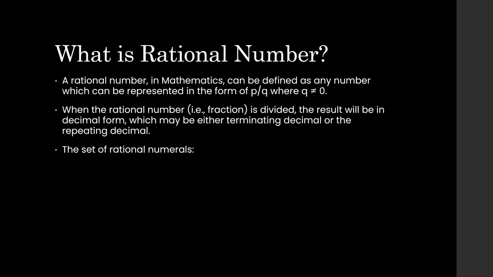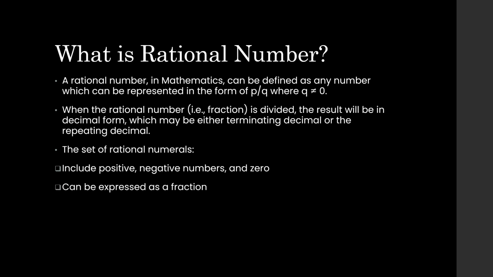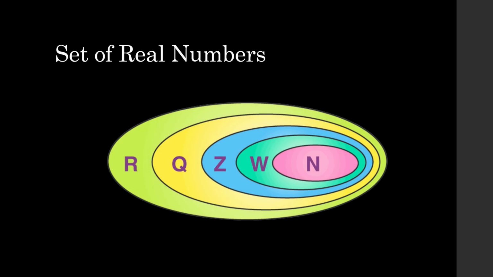The set of rational numbers includes positive numbers, negative numbers and zero as well as fractions. So here is the set of real numbers. Natural numbers are denoted by capital N, whole numbers by capital W, integers by capital Z, and rational numbers by capital Q. All these four sets are subsets of real numbers. Integers, whole numbers and natural numbers are also subsets of rational numbers.